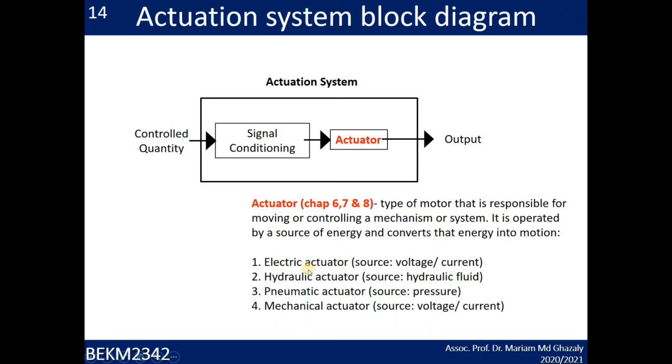The electrical actuator can consist of the electrostatic actuator, where the input is the voltage value. The second one is the hydraulic actuator, where the source is hydraulic fluid, so the input to the system is hydraulic fluid. The third one is the pneumatic actuator, where the source is pressure, which is compressed pressure. And the fourth one is the mechanical actuator, where the input is a voltage or current source. How you convert these actuators from the source into a movement is up to how you decide the category: either you convert from linear to linear, or linear to rotary, or vice versa, rotary to linear. It's up to you. You need to decide which type of actuator you plan to use.